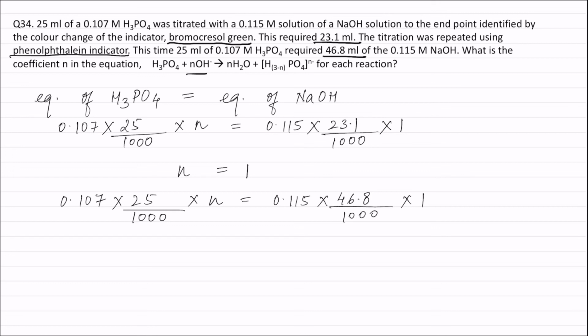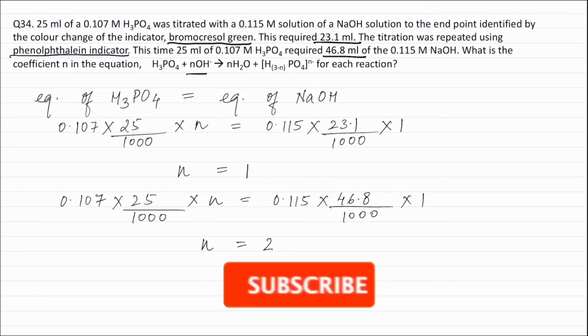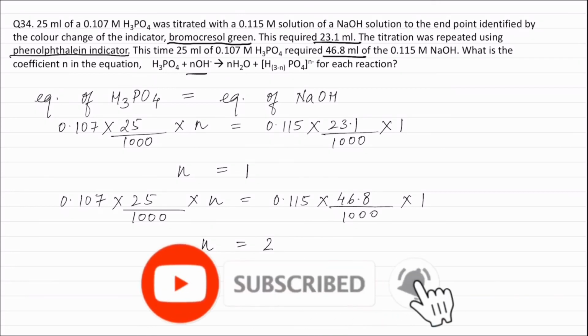Solving this equation, the value of n is equal to 2. Therefore, when phenolphthalein is used as indicator, then the value of n is equal to 2.